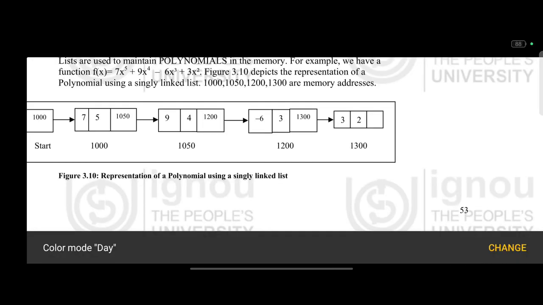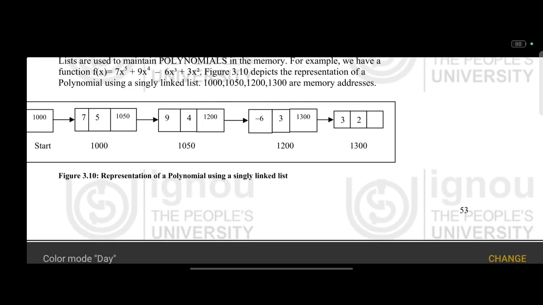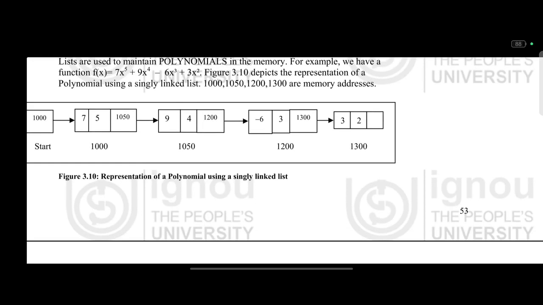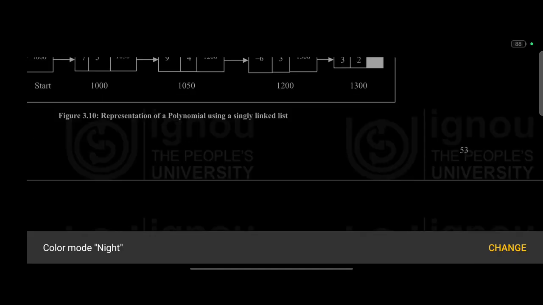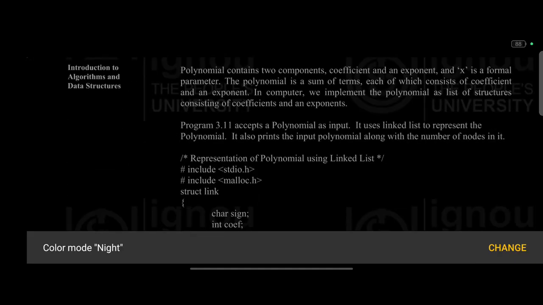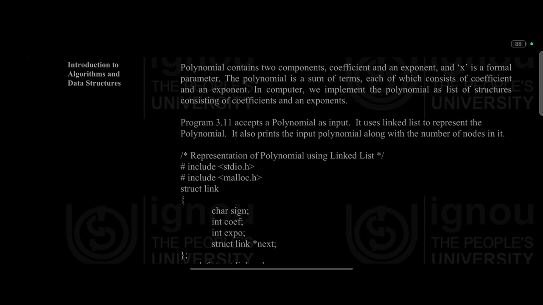So here we can see the representation of a polynomial using a singly linked list. Now, a polynomial contains two components, coefficient and an exponent, and x is a formal parameter. The polynomial is a sum of terms, each of which consists of a coefficient and an exponent. In a computer, we implement the polynomial as a list of structures consisting of coefficients and exponents.